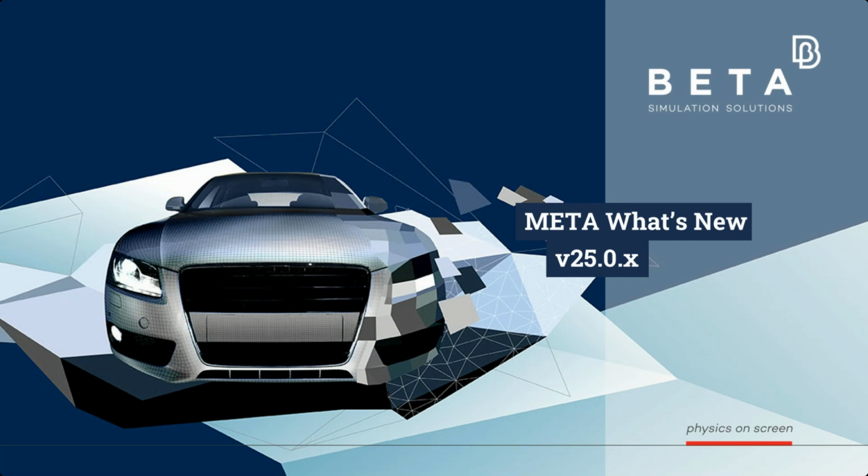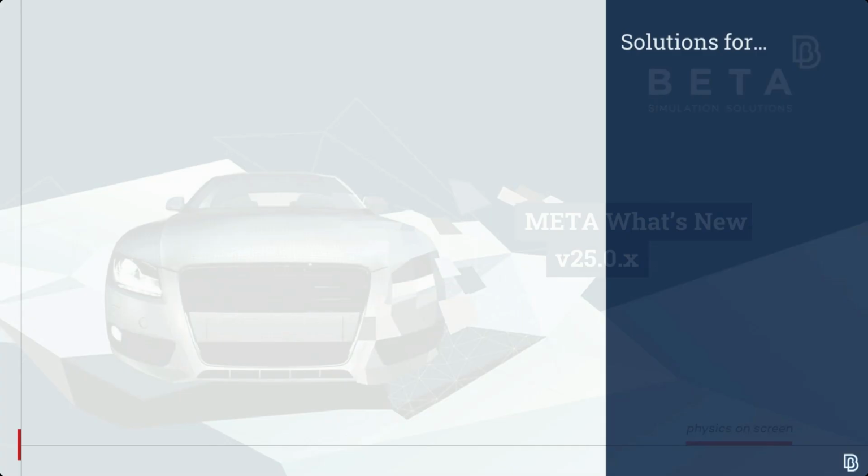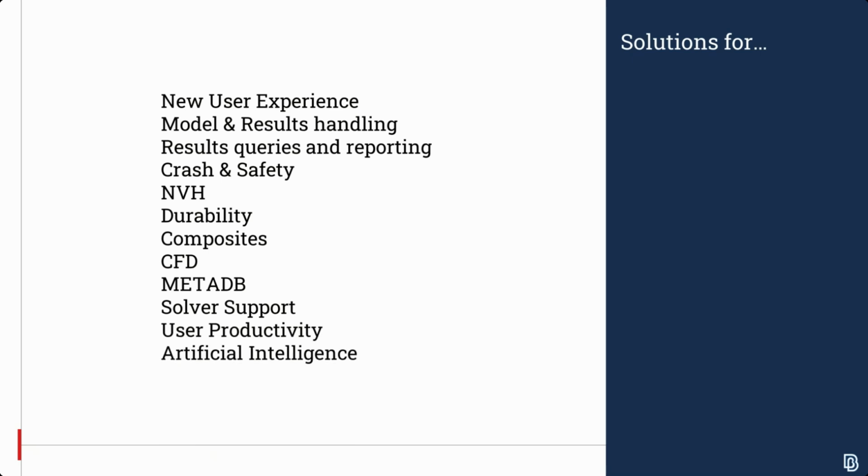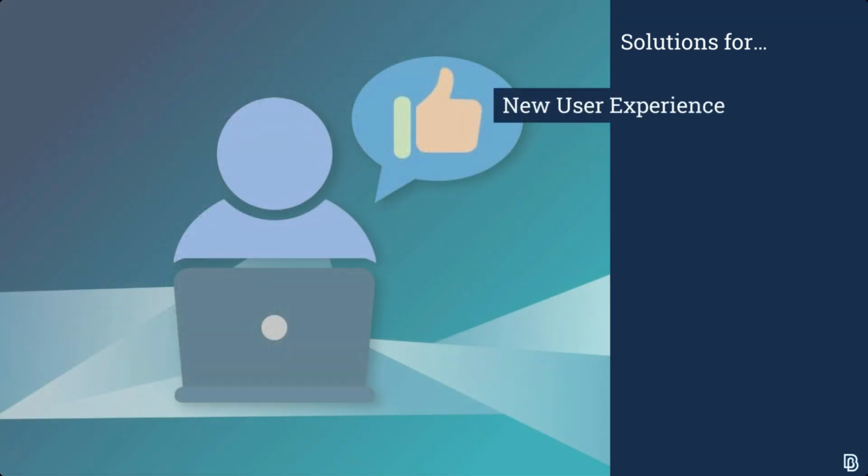Today we will go through the latest developments in Meta version 25. In the recently released version 25, we have a brand new redesigned interface and uplifted user experience, but also enhancements in the various disciplines. So we will walk through the new developments and improvements in all these sectors. Let's start with the redesigned interface and enhanced user experience.